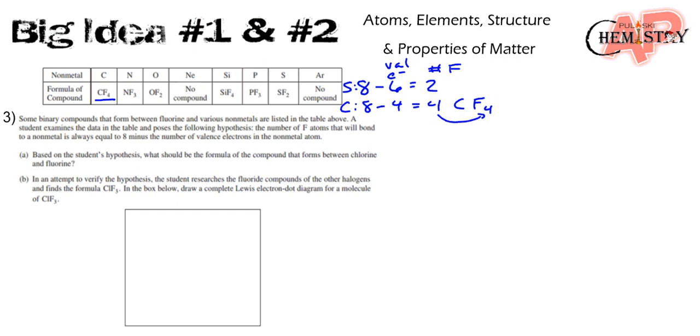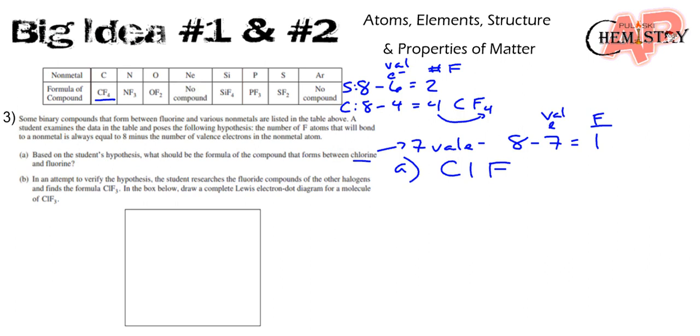So A, based on the student's hypothesis, what would be the formula of the compound that forms between chlorine and fluorine? How many valence electrons does chlorine have? It appears to me that it's 7. So my formula is 8 minus 7. It'd be 1, wouldn't it? I'm just going to mimic this. It looks like I put the compound first and then F. So it should be ClF. And you get 1 point for that. Because 8 minus 7 equals 1, and that would be the number of fluorines. This is the valence electrons. I'm just following what they told me to do.